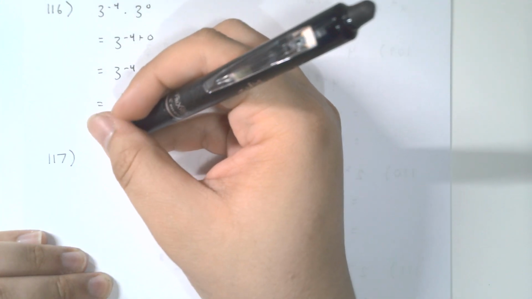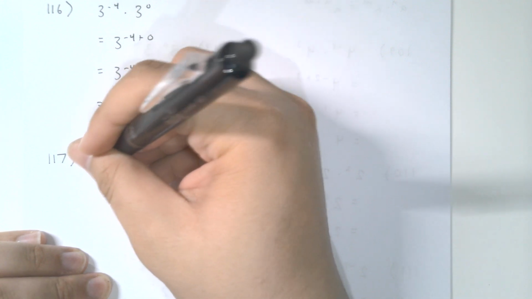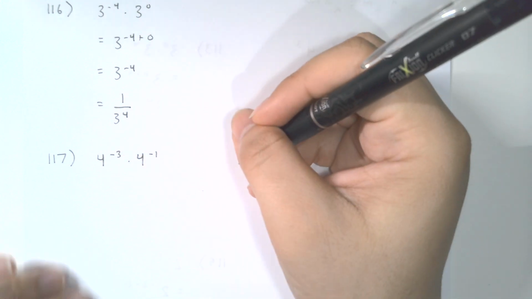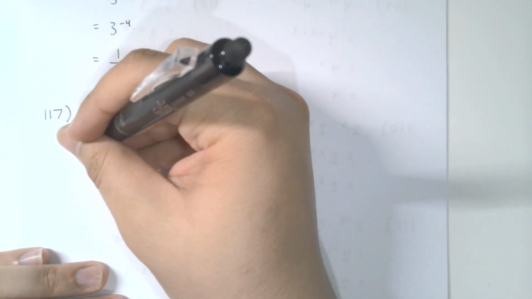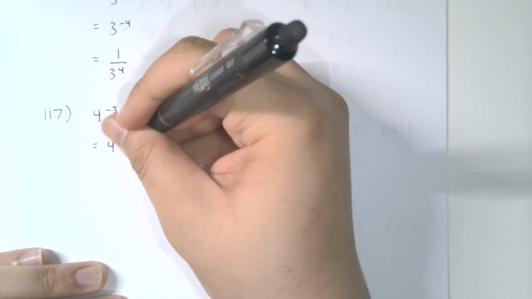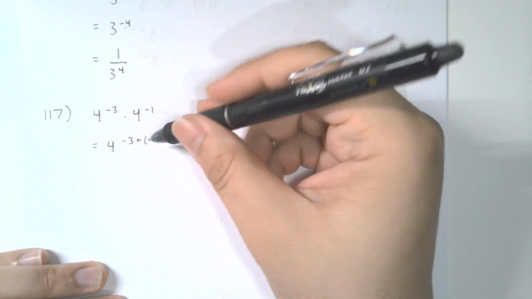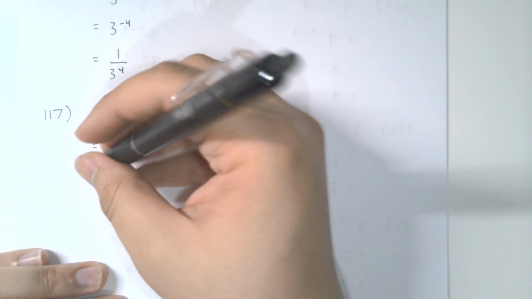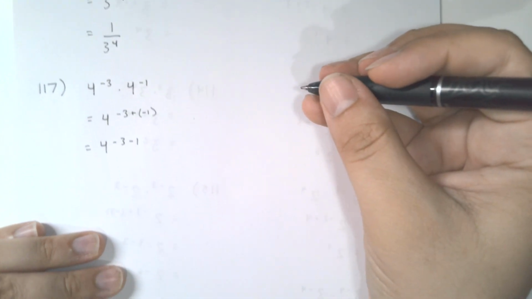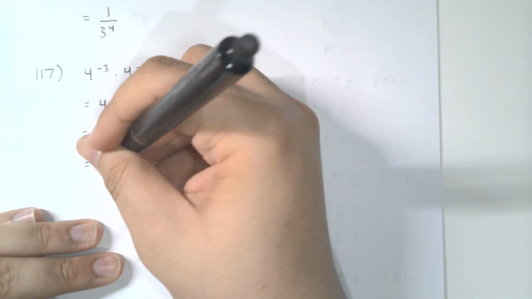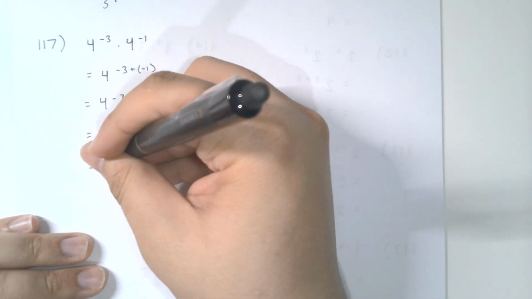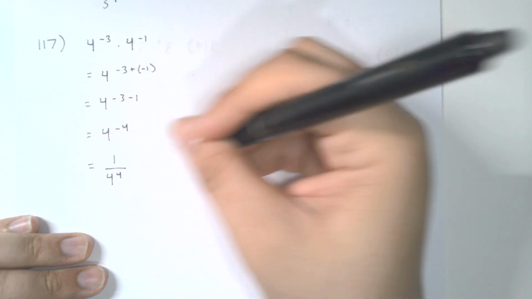For number 117, we have 4 to the negative 3rd times 4 to the negative 1st. So this is equal to 4 to the power of negative 3 plus negative 1. Because we're adding a negative number here, this really means that we are subtracting 1, so we have 4 to the negative 3rd minus 1. This is equal to 4 to the negative 4th. And converting this to a positive exponent, we have 1 over 4 to the 4th power.